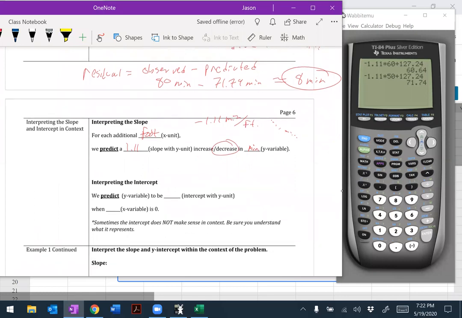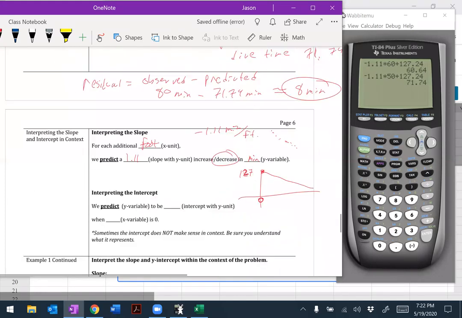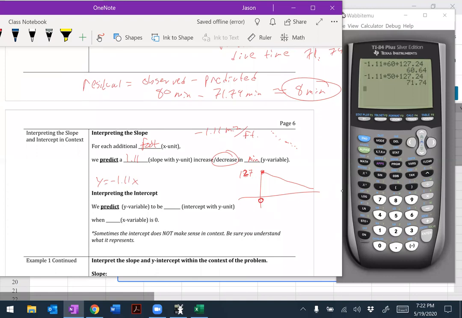Interpret the y-intercept. Okay, what about the y-intercept of this 127? What does the y-intercept mean here? Well, the x would be 0 there, right? If I plug in my 0 into my equation, y equals negative 1.11x plus 127.24, if I plug in 0 here for x, then this whole thing goes to 0. And so y would be equal to 127. What does that mean? It means that if I just snorkeled and didn't leave the surface, I could potentially just use the breathing apparatus for 127 minutes, about 2 hours. That's what that means.